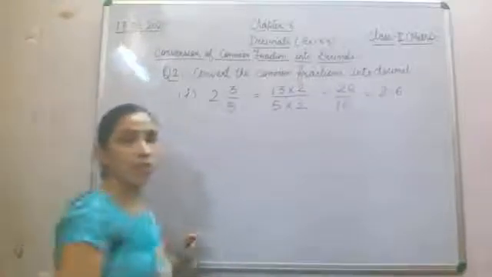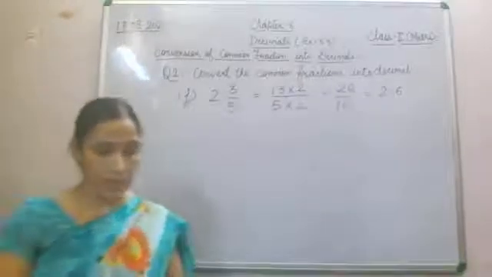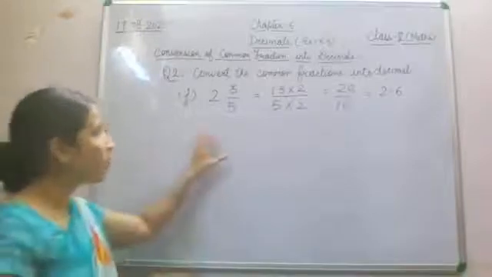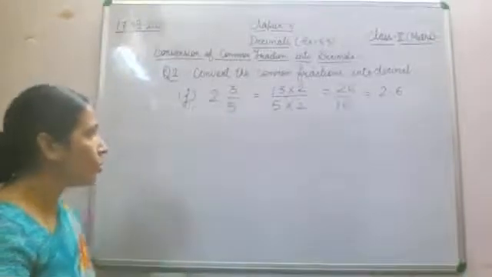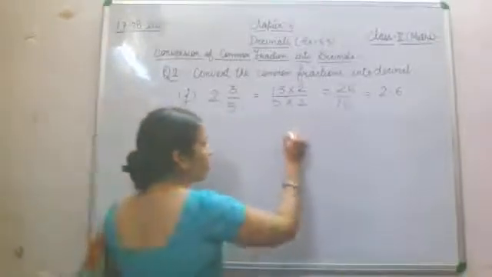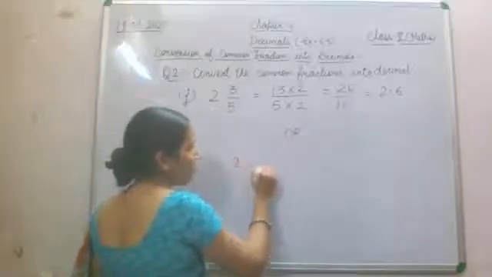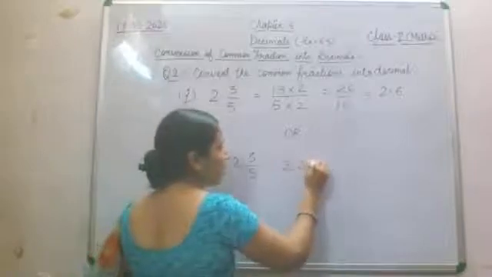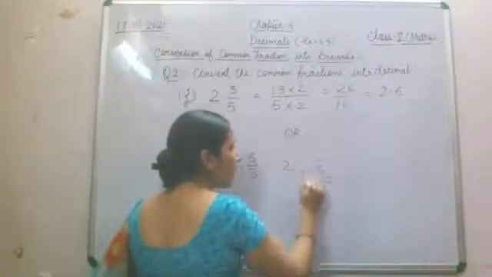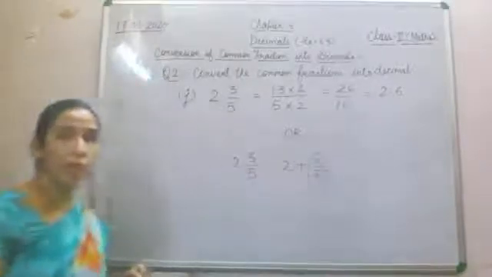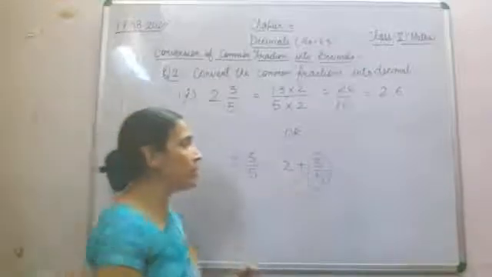2.6. This is yet another method. In the second method, you can separate 2 3/5 into 2 plus 3/5. Now only this part will be changed into decimal form, and that 2 will be added to this.